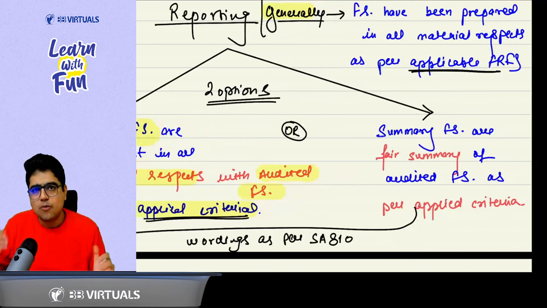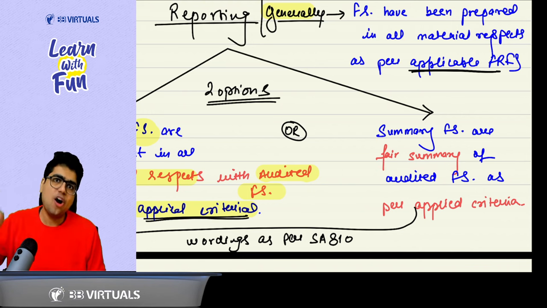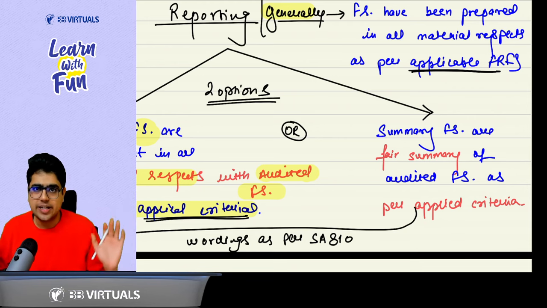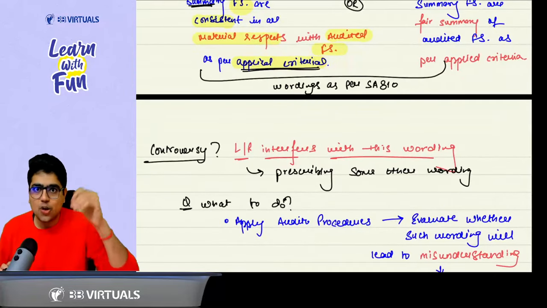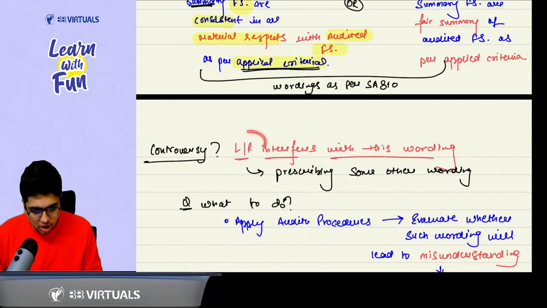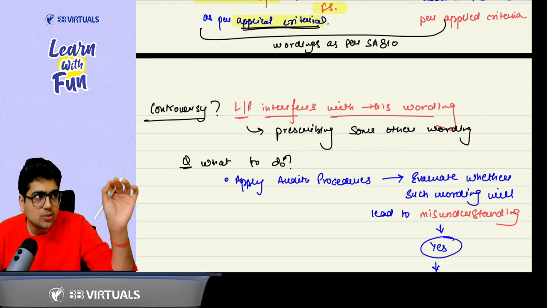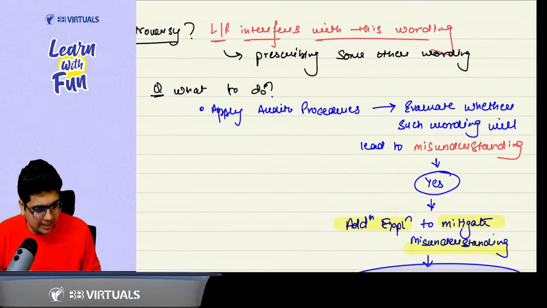Second point, what is the other option? Summary financial statements are a fair summary of the audited financial statements as per the applied criteria. You can use either of the wordings. But sir, what if these wordings are not prescribed by the law or regulation? Your law or regulation is interfering in it and it is prescribing some other wordings. Then in that case, you need to see whether those other wordings can create a misunderstanding in the mind of the users. If you feel it can create a misunderstanding, then you need to change the wordings.